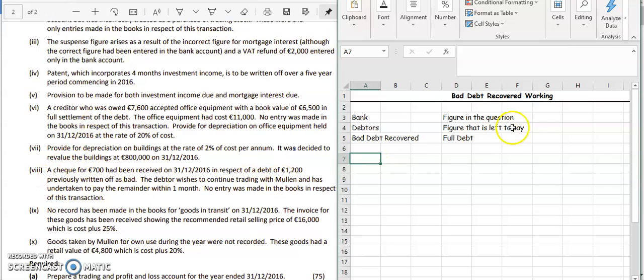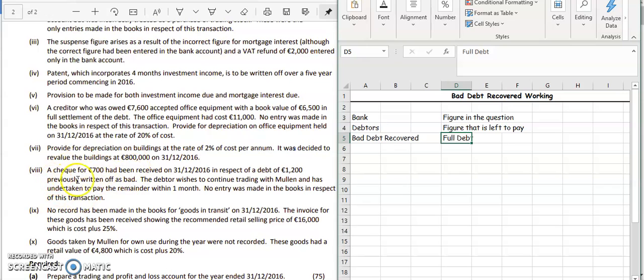And it says, so when we have a bad debt recovered, three accounts we need is the bank. And the bank is either going to go up or down by the figure in the question, depending whether the bank is an overdraft or an asset. You're going to have to adjust your debtors by the figure that is left to pay, because that's the money. Debtors are people who owe us money. And then you're going to create a bad debt recovered. That's the full amount of the debt, and that goes into your operating income in your profit and loss account.